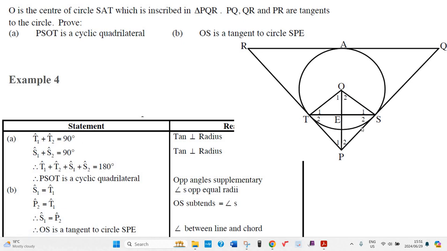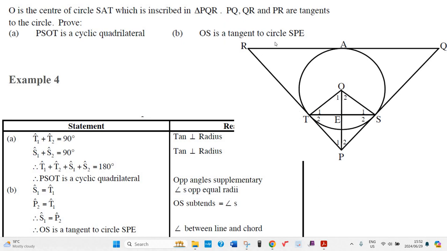And what are those three ways? One of the ways is 90 plus 90 is 180. If the angles are supplementary, PSOT is a cyclic quad. And I would like to say the converse of angles in a cyclic quad. If you said that, you could say the opposite angles are supplementary. That's why it is a cyclic quad. But I'd like to write the converse of angles in a cyclic quad. That's why PSOT is a cyclic quad.